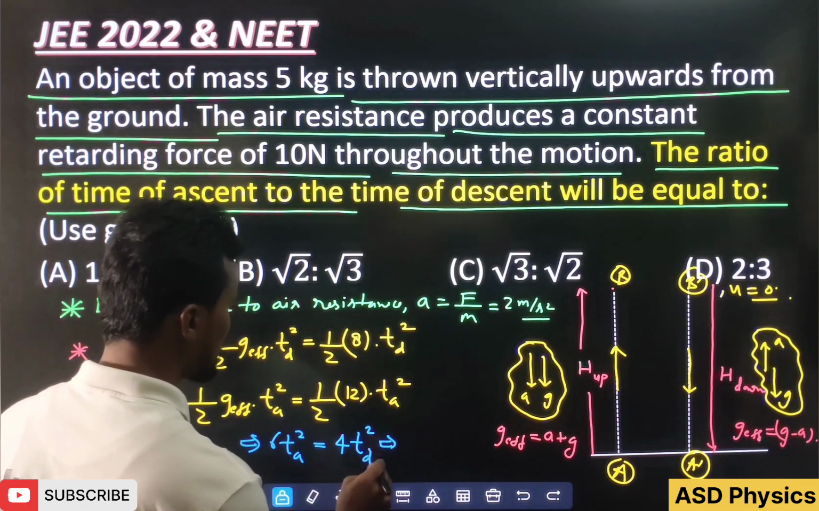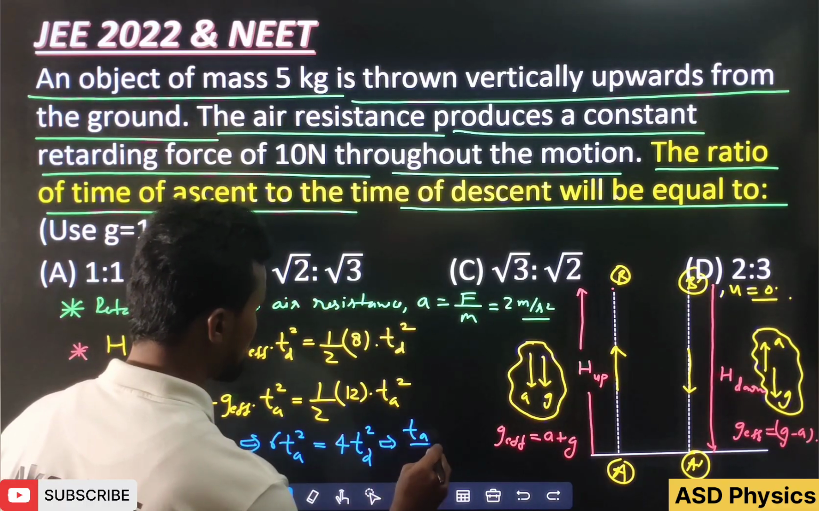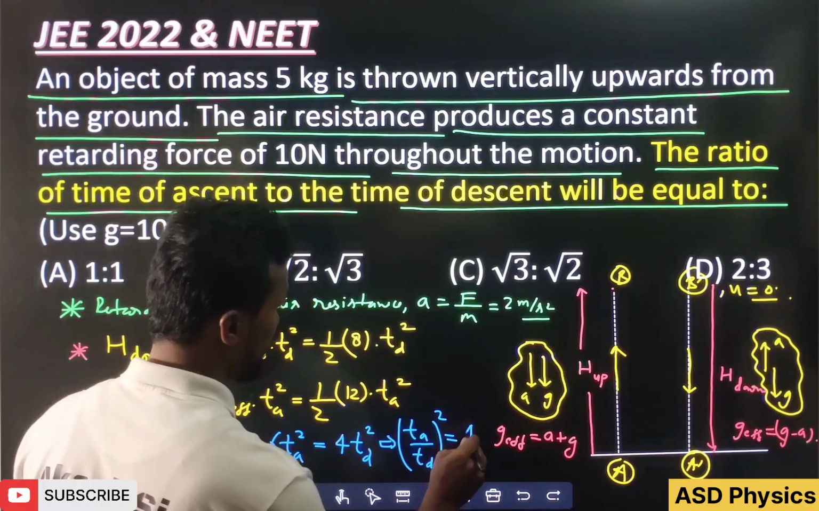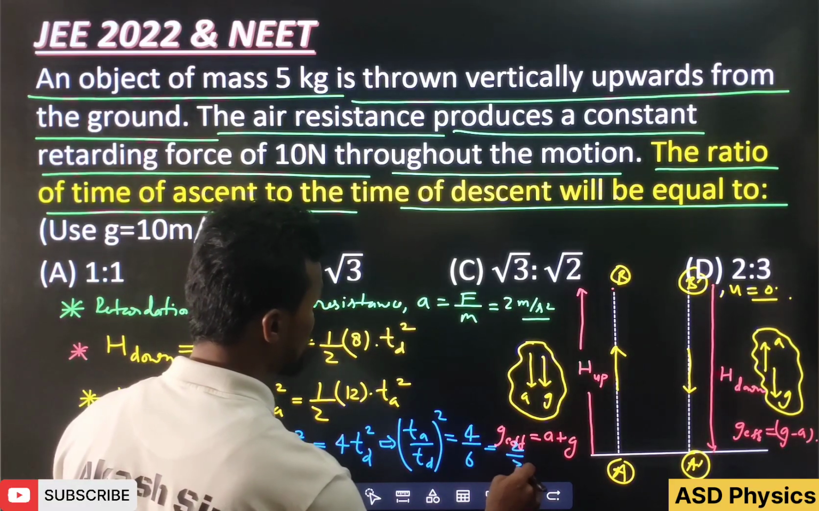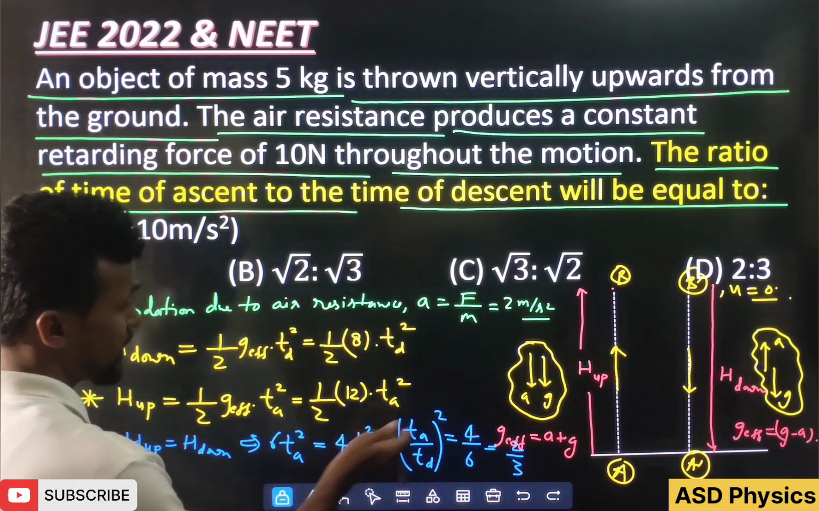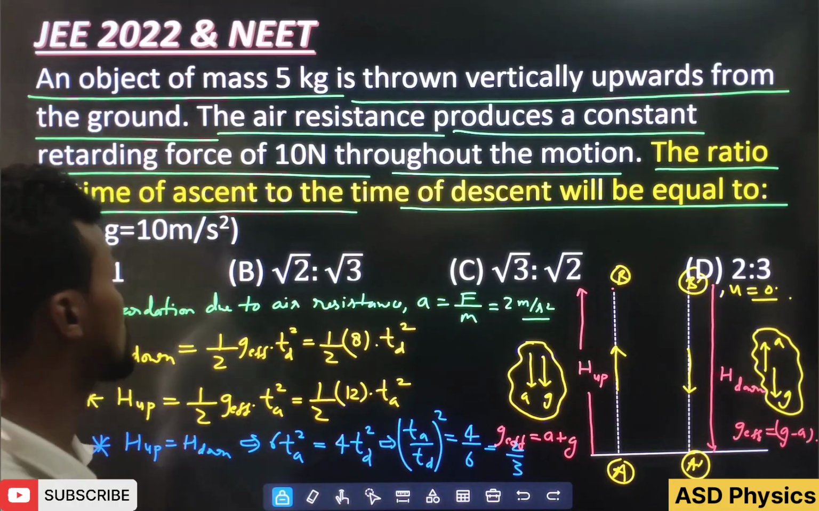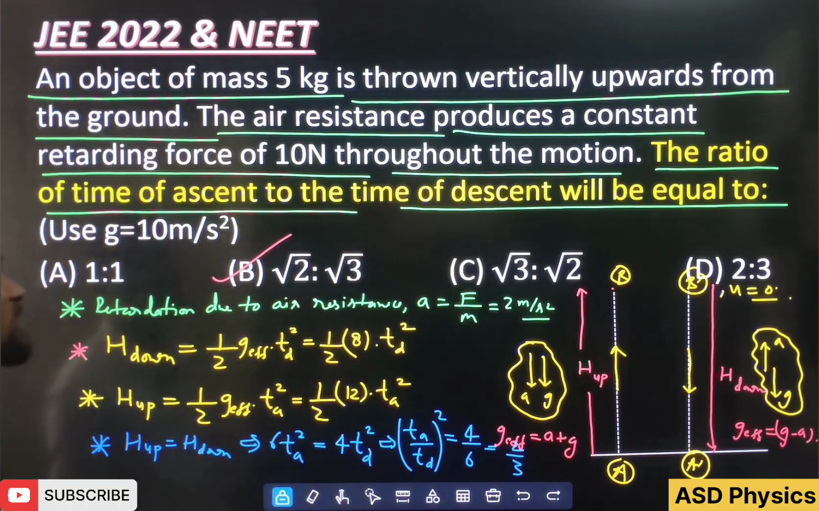Okay, 4 td square. So I can write ta by td whole square is equal to 4 by 6, that means 2 by 3. When you remove this square, what will come here? Ta by td equal to root 2 by root 3. So ta by td is root 2 by root 3. Which option is correct here? Option B is the correct option.